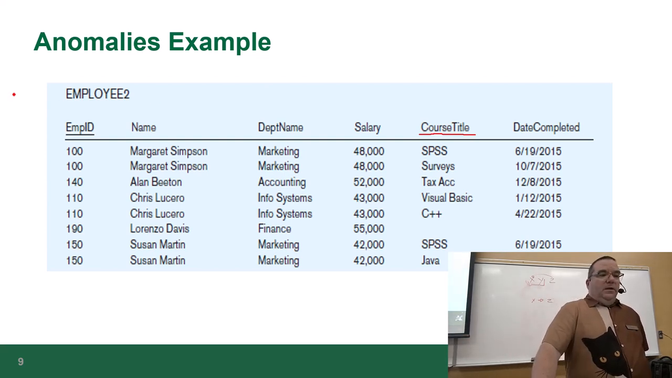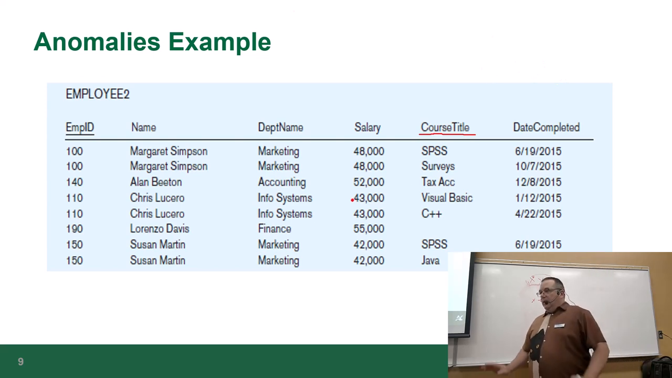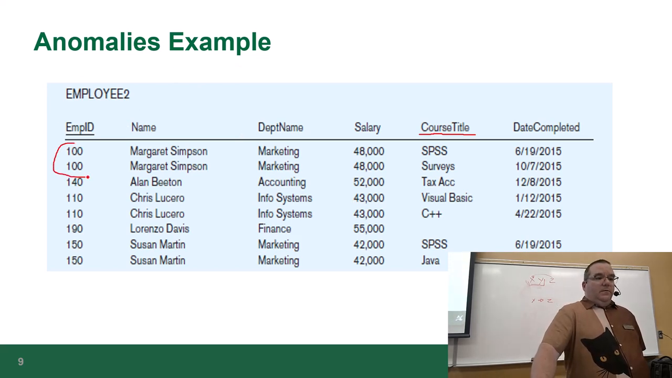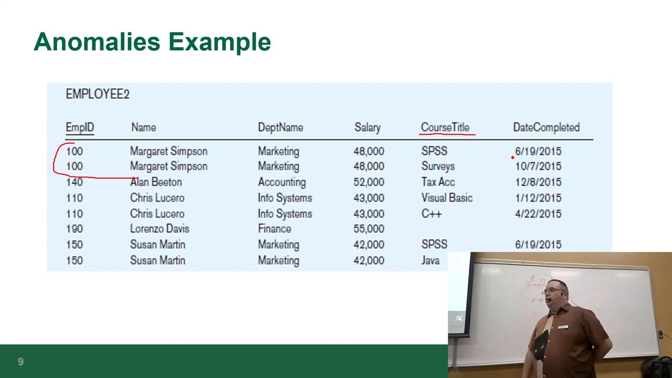So we look at this table. We've determined that the primary key, the identifier, is the employee ID plus the course title. Fantastic. Here are some of the anomalies we have in this. Margaret Simpson works for marketing. She's got a $48,000 salary. She's taken two courses. Cool.